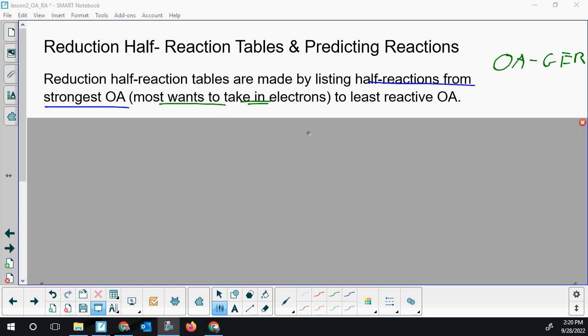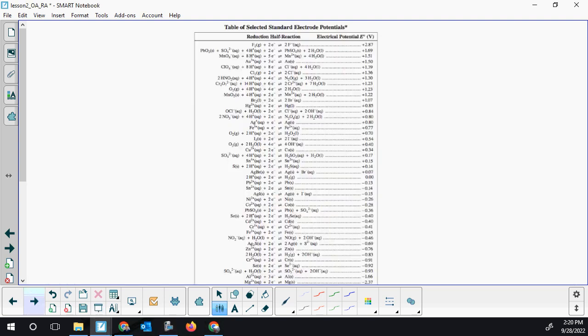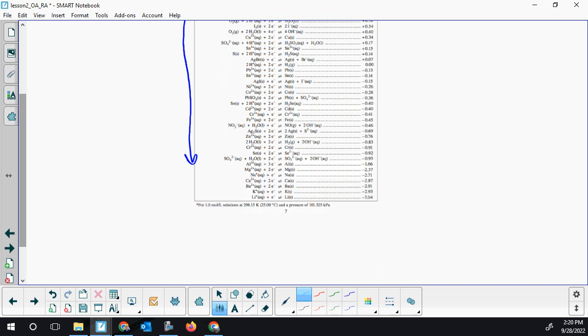So connecting that statement to your data booklet, hopefully this will help. We have a reduction table. The strongest oxidizing agent is at the very top, the top left. That's fluorine. As we go down the reactant side of the table, we're getting weaker and weaker. The weakest oxidizing agent is at the bottom.